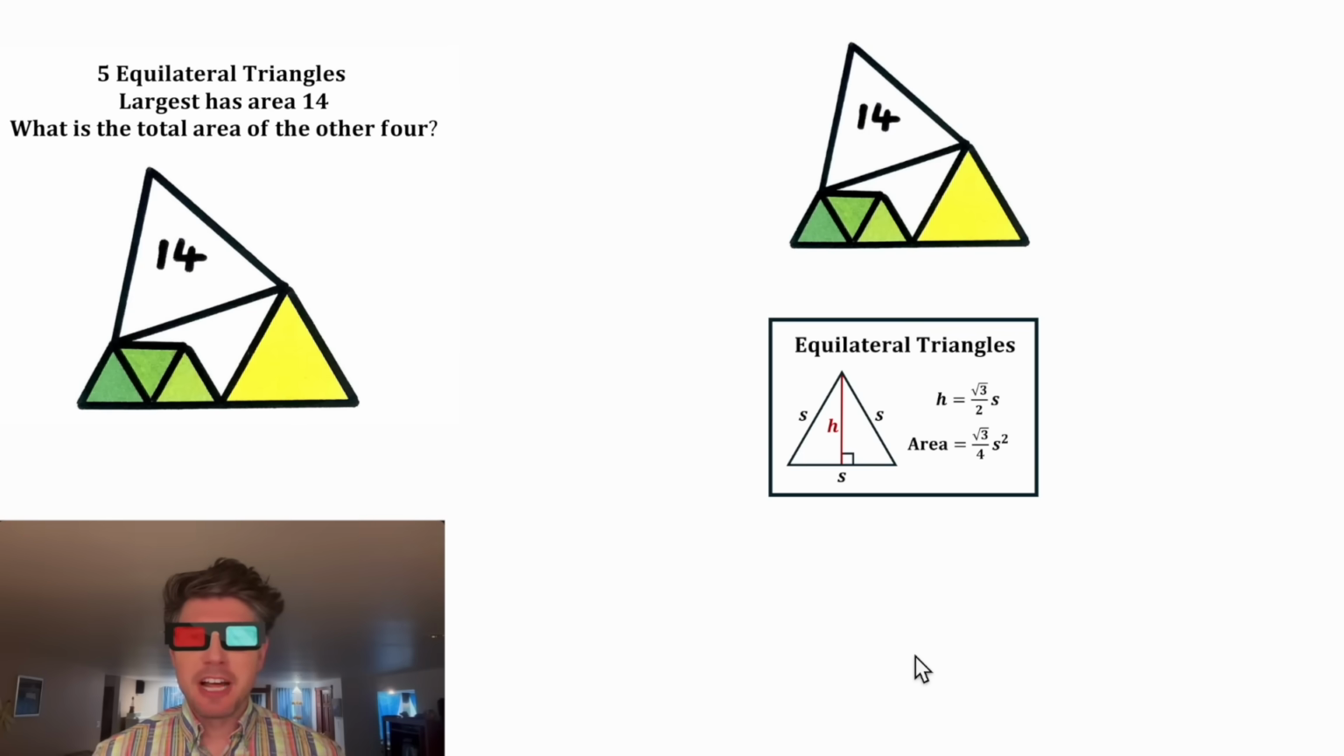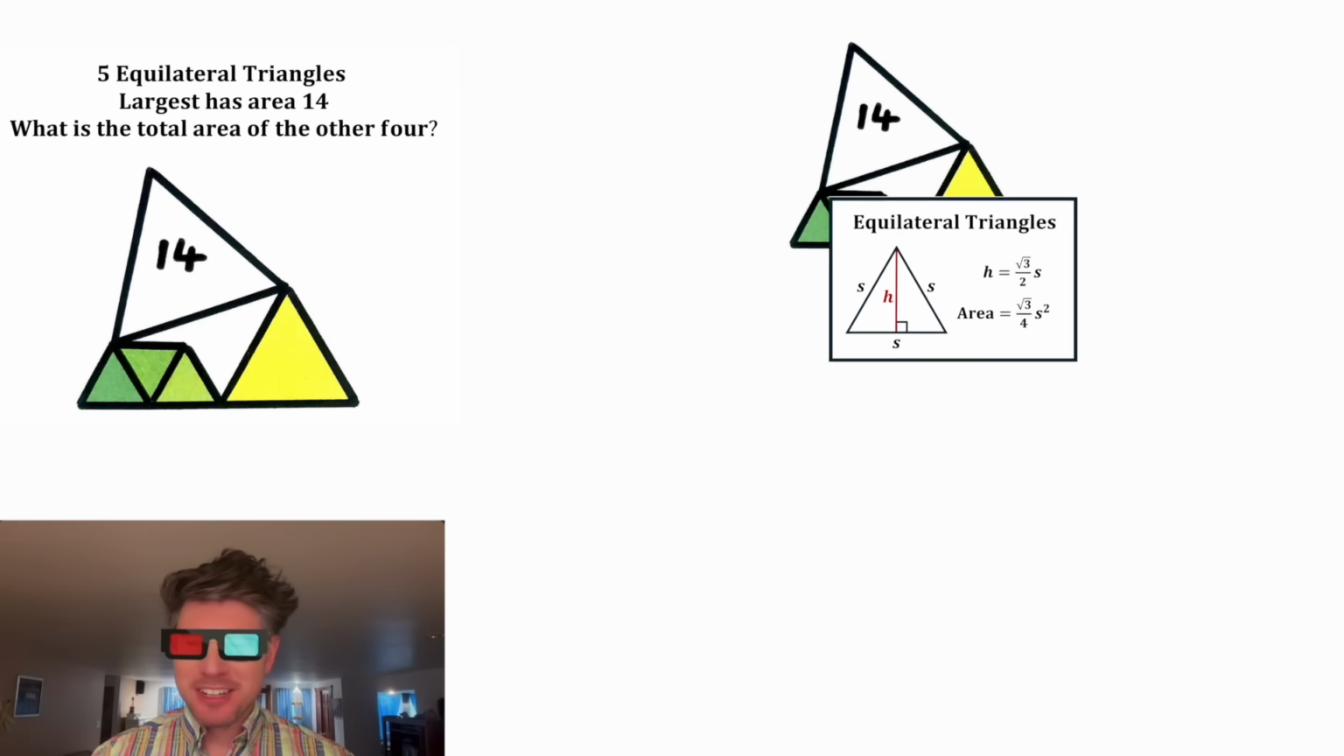Since we're dealing with equilateral triangles, we should use these notes right here. It gives us the height of the triangle in terms of the side lengths, and also gives us the area of the triangle in terms of the side lengths. Now that I'm thinking about it, do we really trust these notes? How are these notes made? Let's see if we can figure this out on our own.